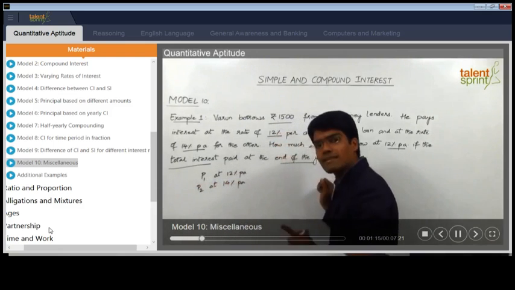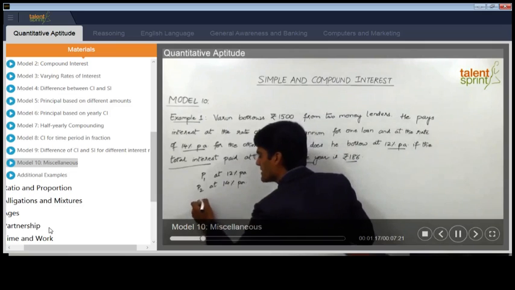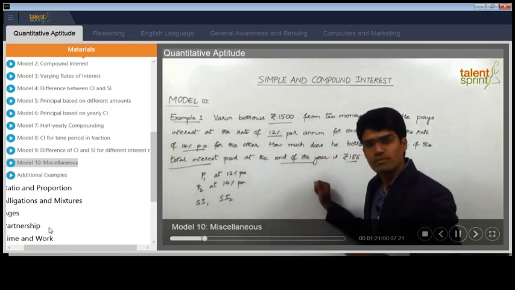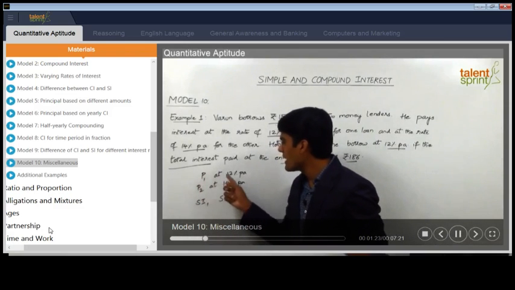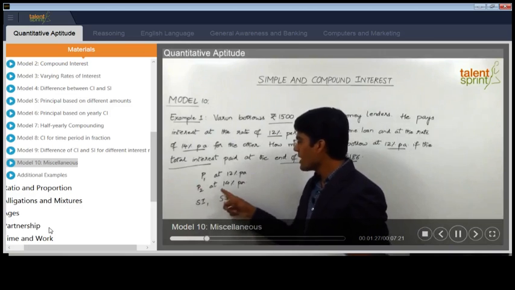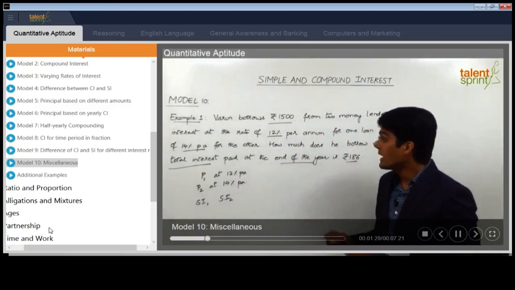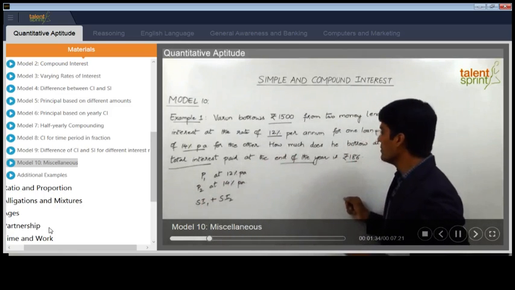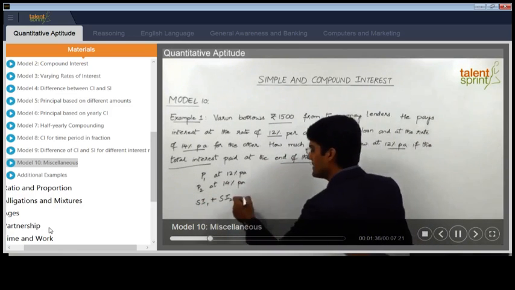Let us assume that the simple interest on the first loan is SI1 and the simple interest on the second loan is SI2. That means simple interest on P1 at 12% per annum is SI1. And simple interest on P2 at 14% per annum is SI2. And also we know that the total interest, that is SI1 plus SI2, is equal to 186 rupees.